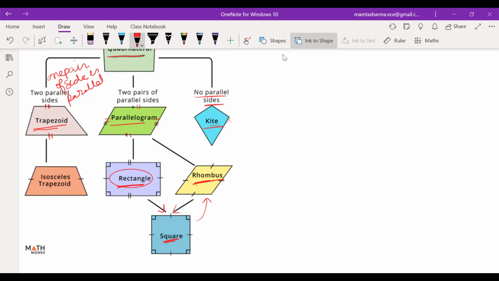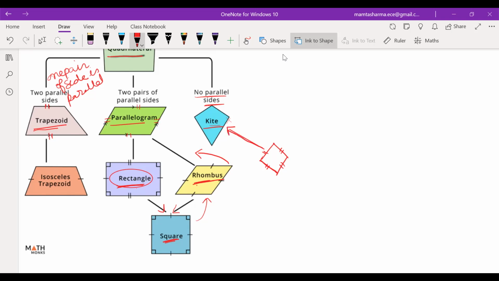Now see, sometimes a kite can be made from a rhombus. If I make all four sides equal, then this kite will become a rhombus. These two sides are equal and these two sides are equal. If I just move the rhombus anti-clockwise, it will become a kite. So a rhombus is a type of kite.